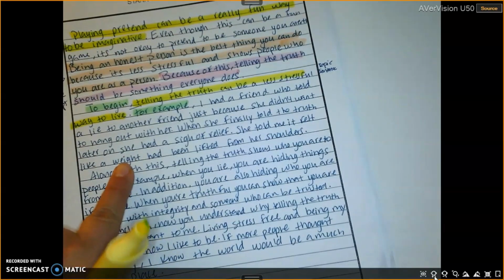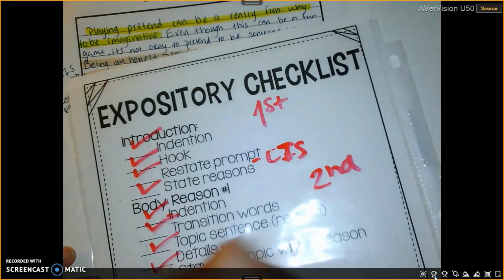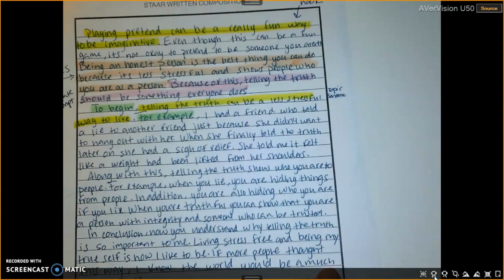Does having a weight lifted off your shoulders show that that's a less stressful way to live? Yeah. So I stayed on topic. So far, I'm doing pretty good, I would say.